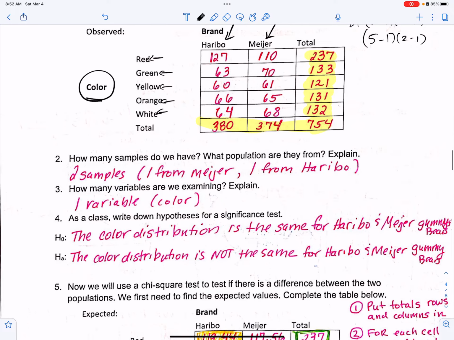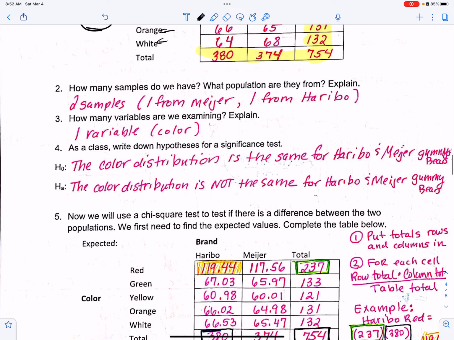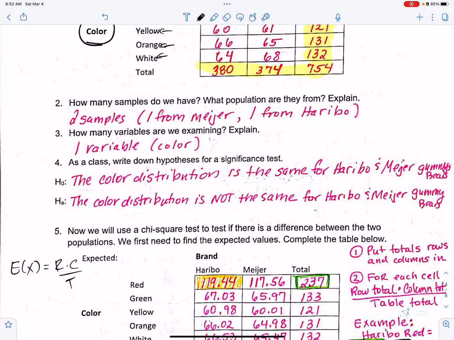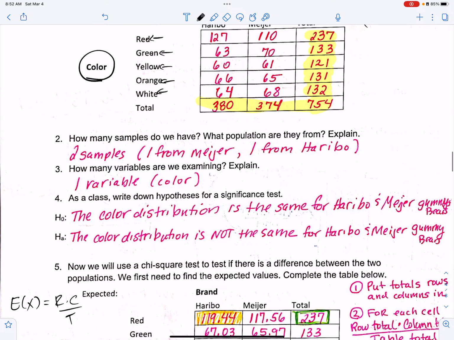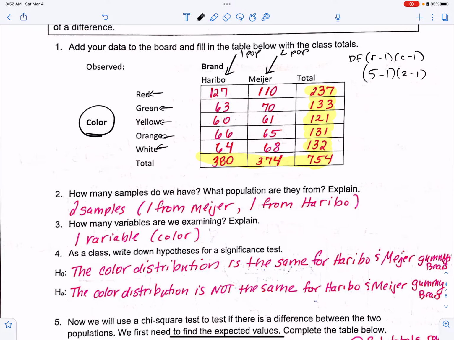So now we're going to be doing our expected value, and the expected value is going to be the row total times the column total over the complete total. So let me demonstrate that by hand, and then I'm going to show you how to put it in the calculator.